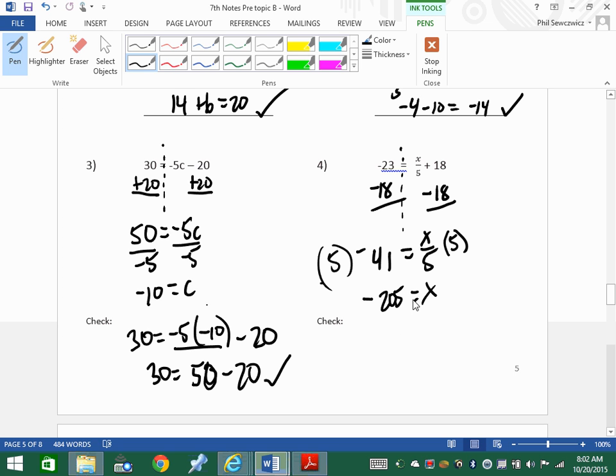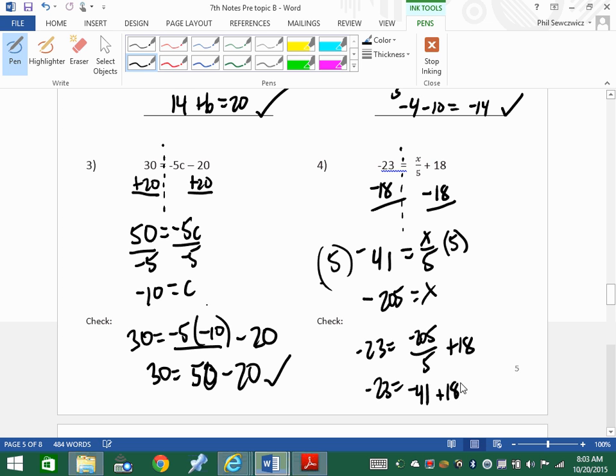And again, this is why we need the solving equations techniques, because otherwise we're going to do guess and check, and it's not an efficient method. So let's plug it on in. So does negative 23 equal negative 205 divided by 5 plus 18? So we've got to figure out how many times does 5 fit into 205. This works out nicely because 5 goes into 20 4 times, 5 goes into 5 1, so it is negative 41.